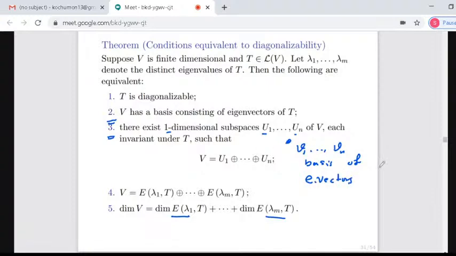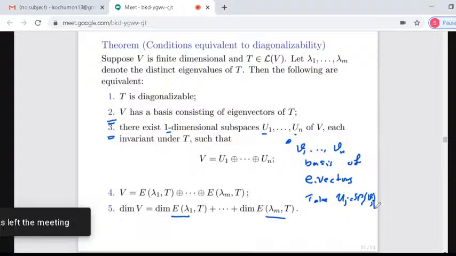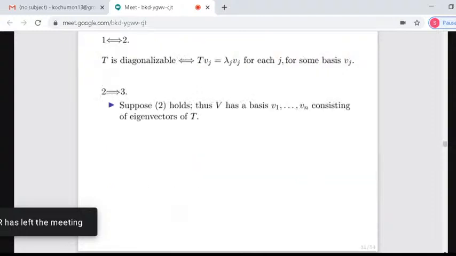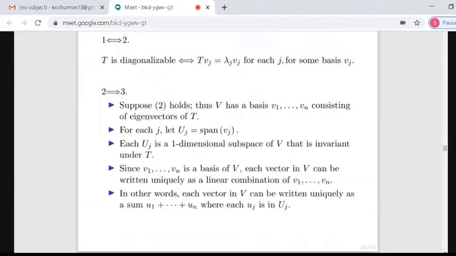Then what do you get? Take Uj equal to the span of vj, for each j. Then you can prove 2 implies 3. So let us go ahead. We have already seen that. Okay. Now 3 implies 2.